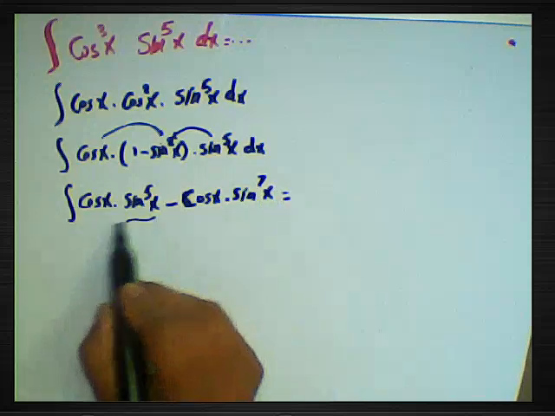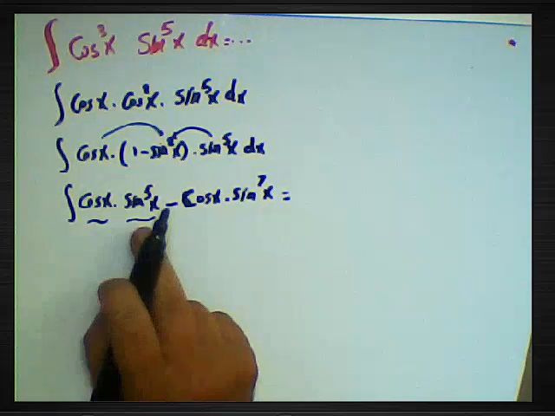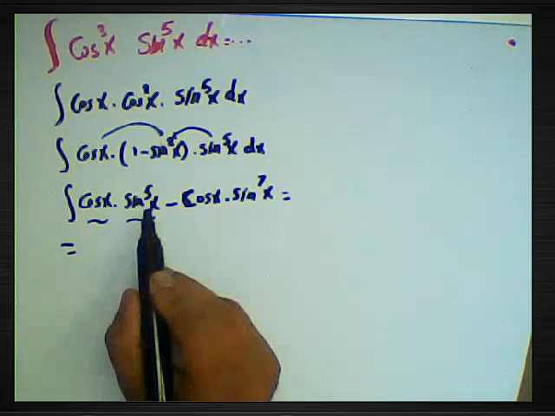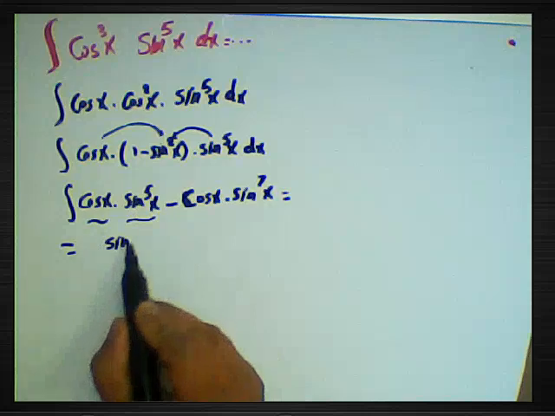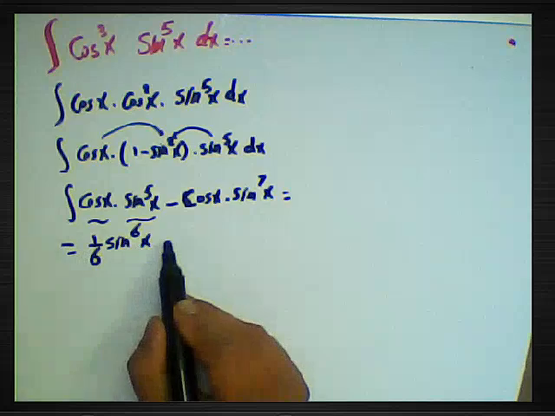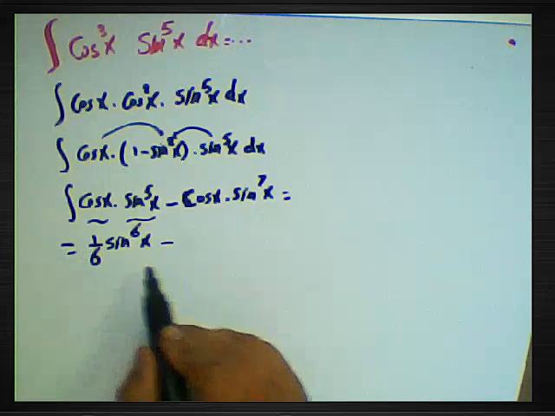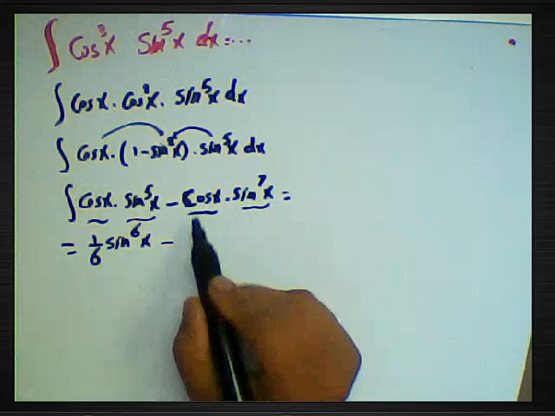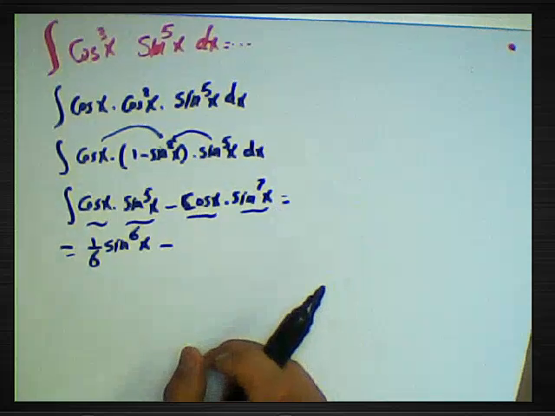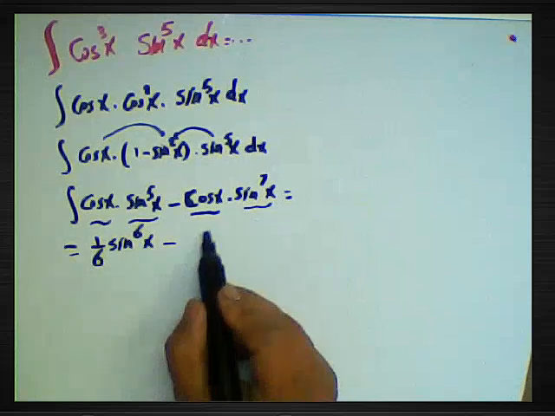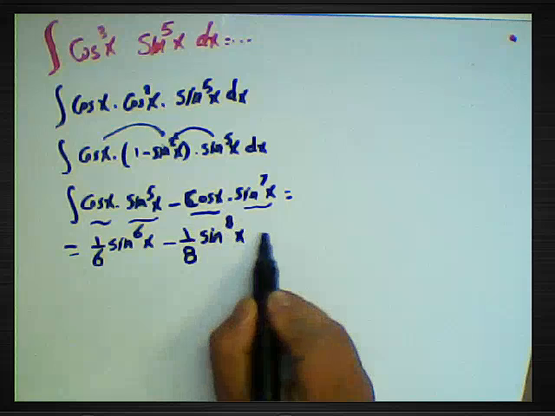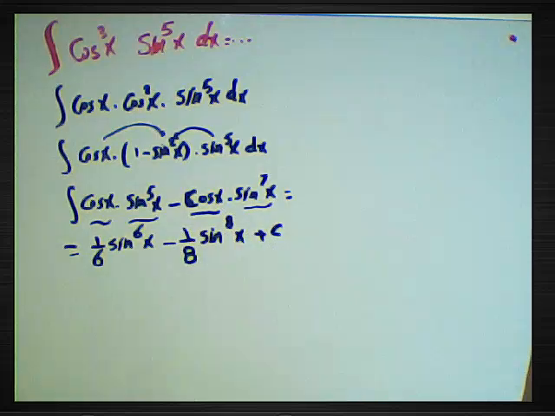We have two functions here. The derivative of sine is cosine, so we can cancel this function and add 1 to the power and divide by the new power. It will be sine power 6 of x divided by 6. And here the derivative of sine is cosine, so we must cancel the derivative and add 1 to the power and divide by the new power. It will be sine power 8 of x over 8 plus constant.